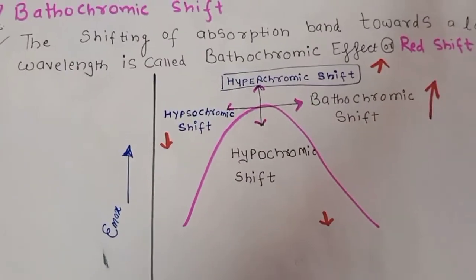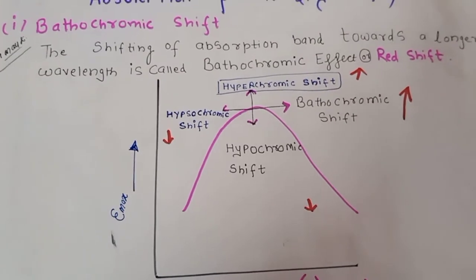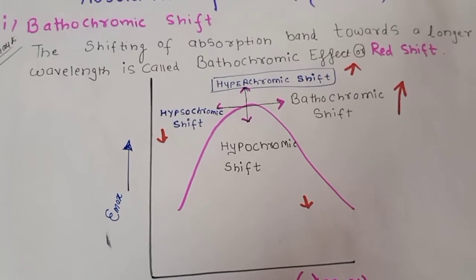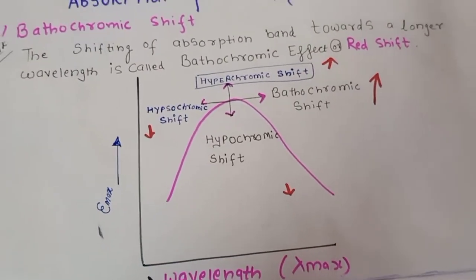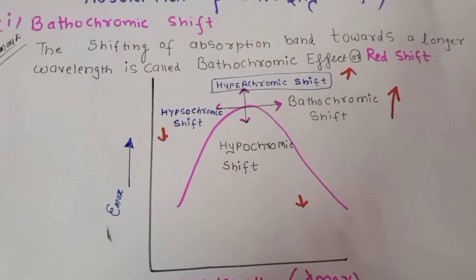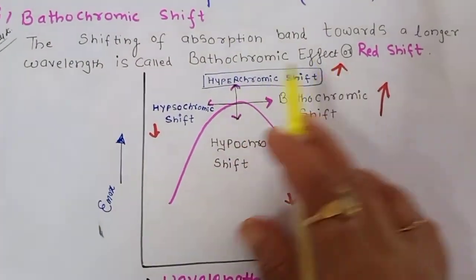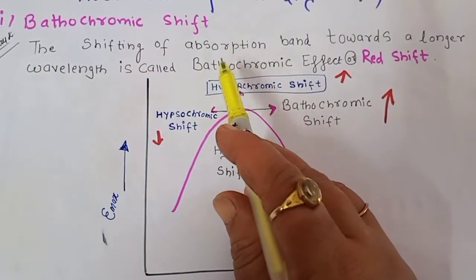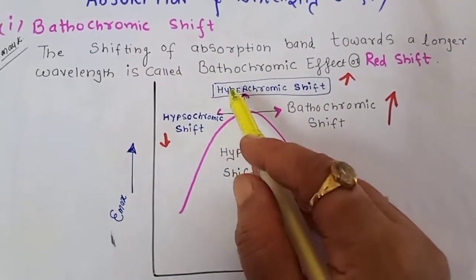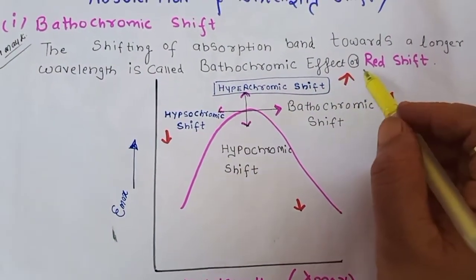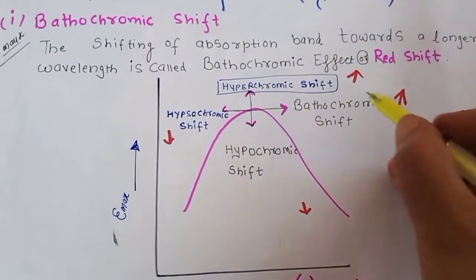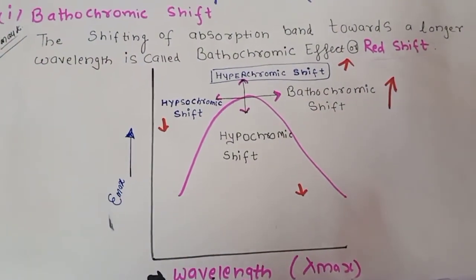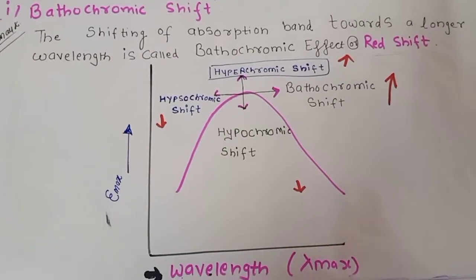So first, the shifting of the absorption band towards a longer wavelength is called the bathochromic shift. So I hope you have a clear picture in your mind of the VIBGYOR. Red is towards higher wavelength. So here we can say, when we talk about increase, we can write red shift. The shifting of absorption band towards a longer wavelength is called the bathochromic effect or the bathochromic shift, or as the wavelength shifts towards the higher side we can say it is a red shift. So the important thing is that this can be asked in the 1 mark and it can also be asked in the 5 mark question.